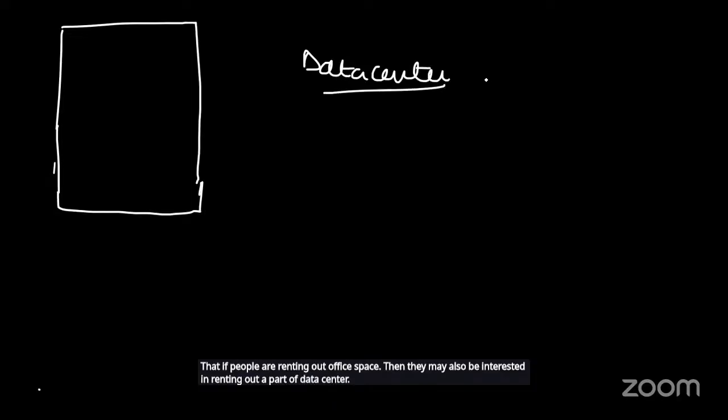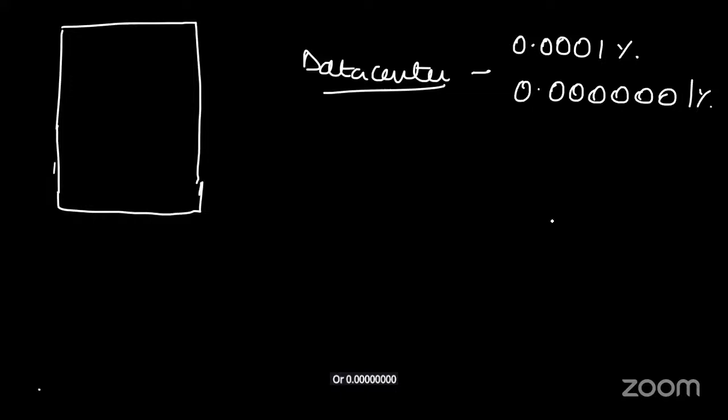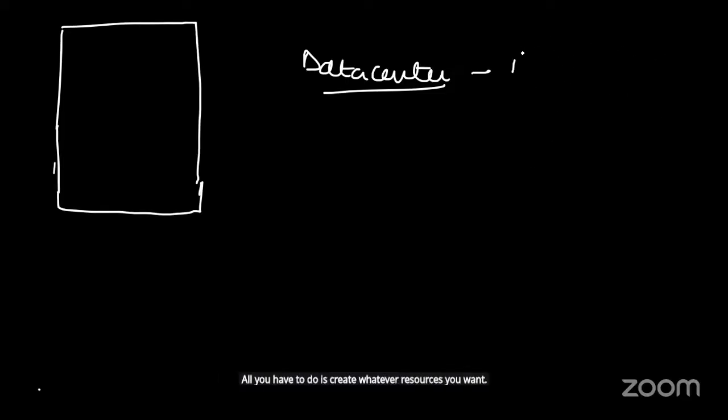All right, this could be a part with 0.0001% of this entire data center capacity, or 0.00000001% of the capacity, or 5% of the capacity, or 90% of the capacity also, right? So eventually it does not matter how much requirement you have. All you have to do is create whatever resources you want, just pay us the simple rent of the resources that you create. All right, because renting is what you do when you invested a lot of money into creating those data centers. Now you need a return.